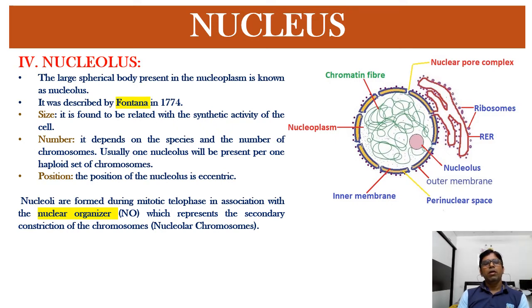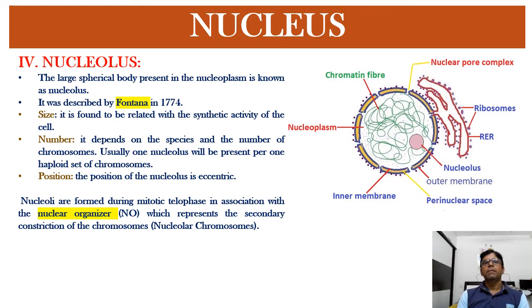Nucleoli are formed during mitotic telophase in association with the nuclear organizer, that is NO, which represents the secondary constriction of the chromosome. The chromosomes which are associated with a nucleolus are called nucleolar chromosomes.